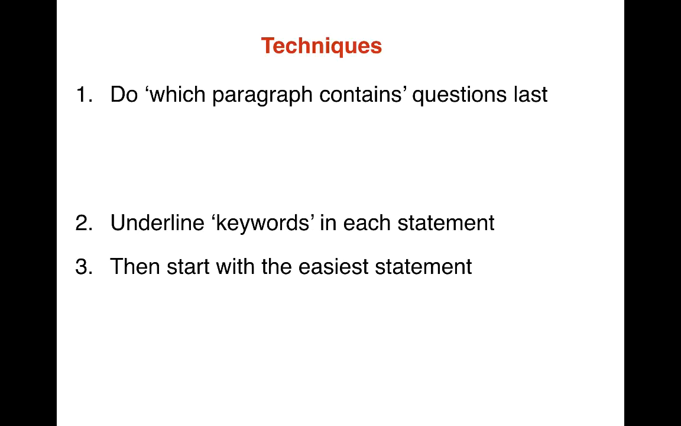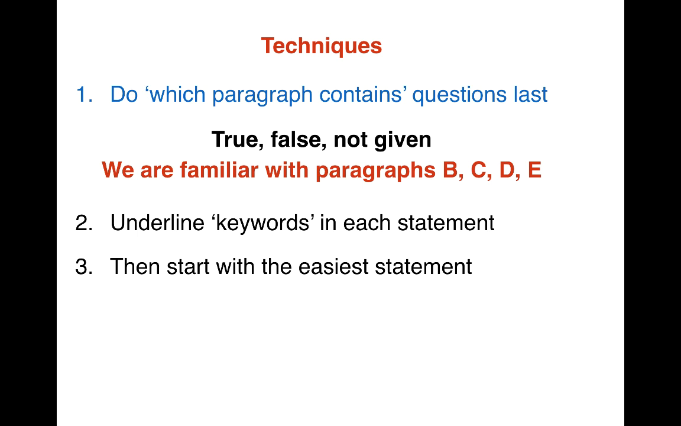The first technique we've just done: do which paragraph contains questions last. Well, we've done that because we've just done the true, false, not given questions. And the advantage of that is that now we are familiar with paragraphs B, C, D and E because we got the answers for the true, false, not given section from those 4 paragraphs. Now we can start the which paragraph contains questions, and our next technique is underline keywords in each statement.